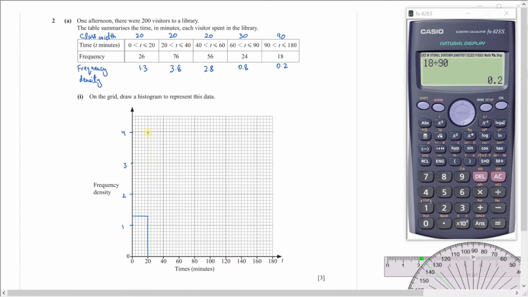Okay. The next one is 3.8 from 20 to 40. So 3, 4, 3.8 will be this, and up till 40. The next is 40 to 60, 2.8. So 2.8 will be here, up till this point.